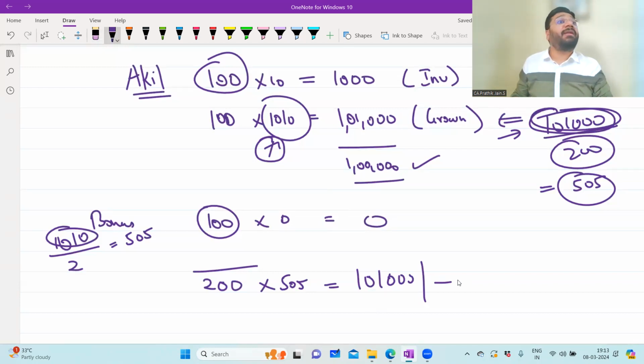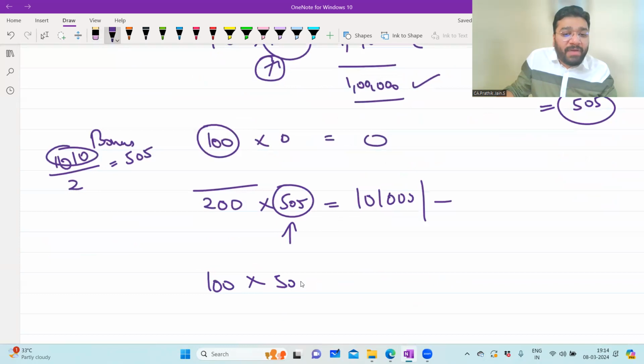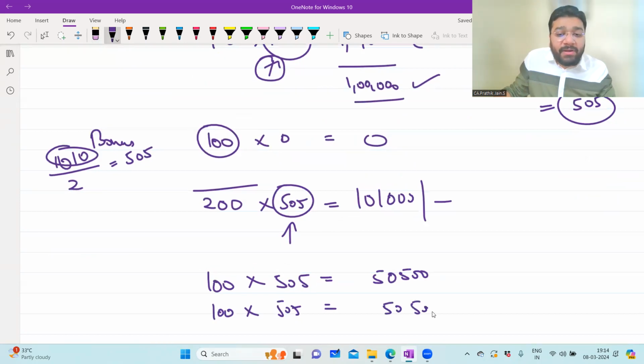Then you might ask a question, sir, then how is Akhil benefiting here? If you're giving free shares, he should benefit. Yes, Akhil will be benefited. But when? Once the bonus shares are given to him, from here, if the market price further rises, then Akhil will benefit. Because here, 100 shares into 505 is how much? 50,500. 100 into 505, 50,500. What is his total investment? 1 lakh 1,000. This is his investment value.